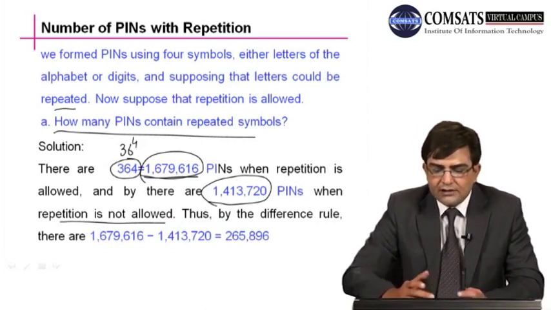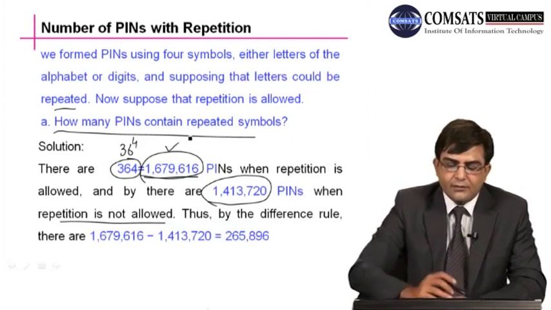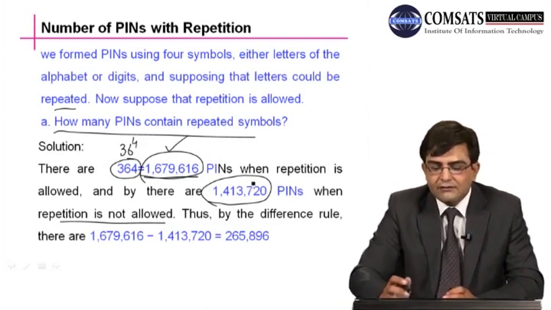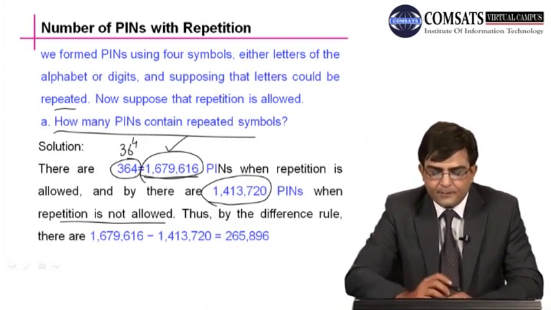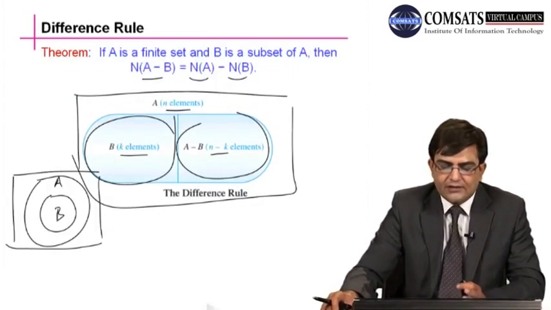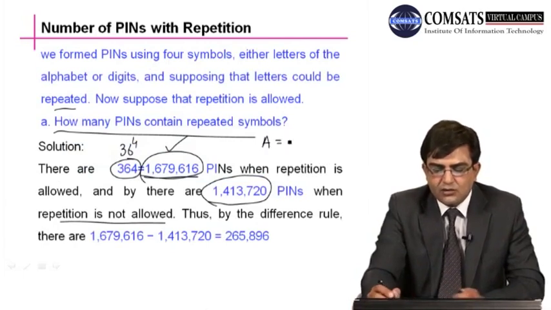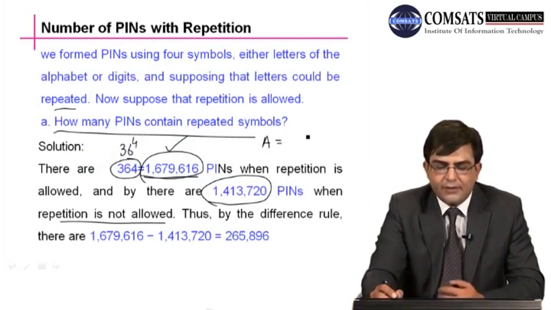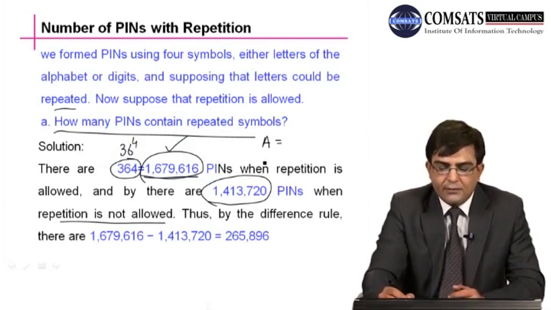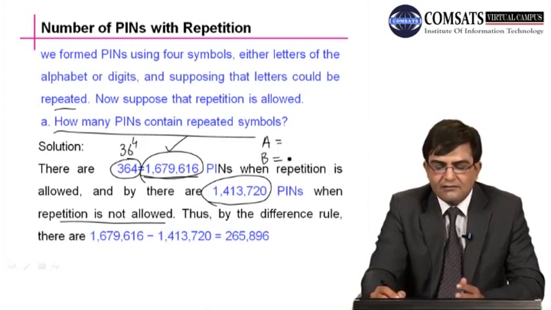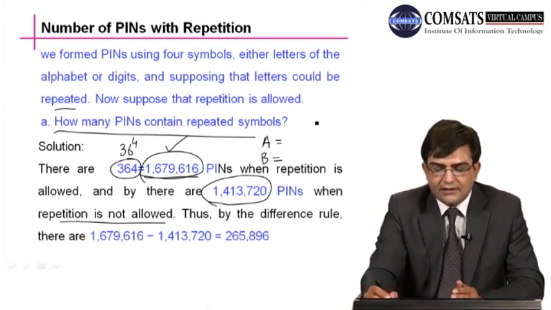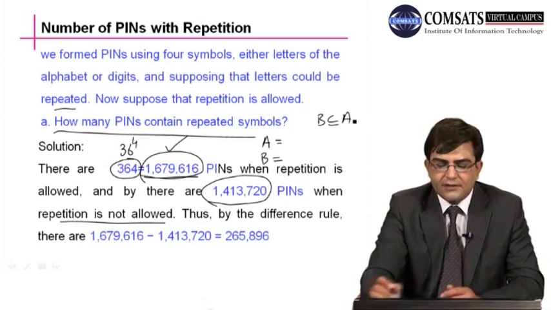Set A1, for example, contains this type of elements, and the set B, which is a subset of this set. Basically, how we can use this difference rule here, we suppose that the set A is the set which contains the number of pins in which the repetition is allowed, and B is the set of pins, personal identification numbers, in which the repetition is not allowed. So this set must be the subset of this set. So B is a subset of A.